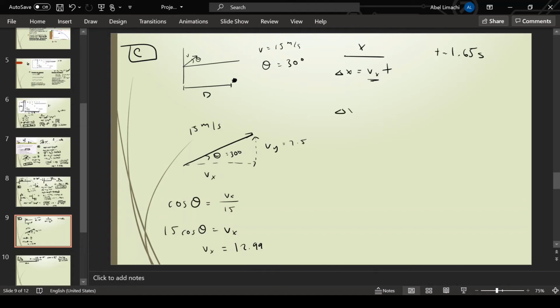So delta x, we just figured out what Vx was, 12.99 meters per second, 1.65 seconds from the last part, 12.99 times 1.65. Delta x is equal to 21.4335 meters. Yeah. Alright.